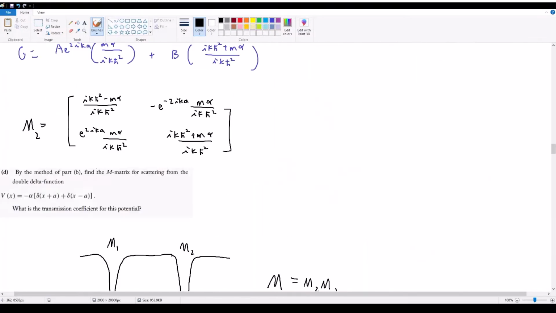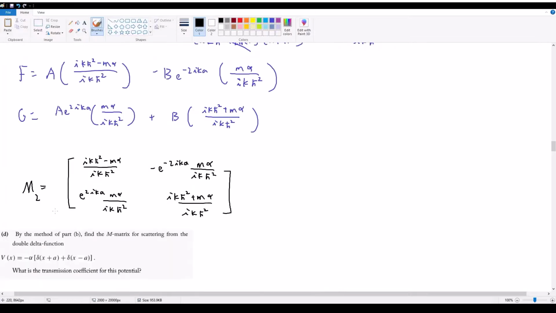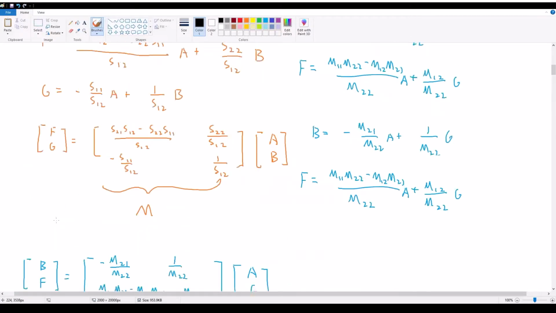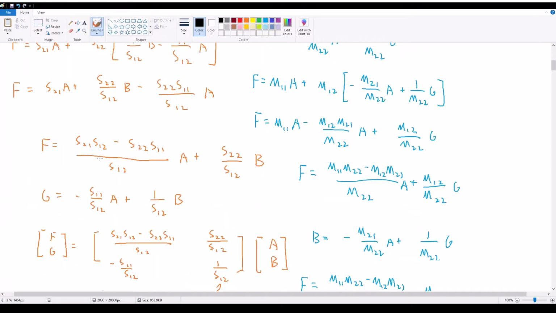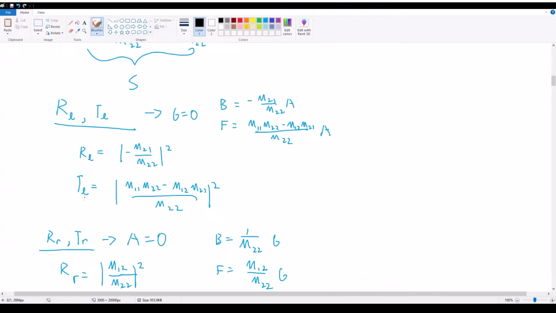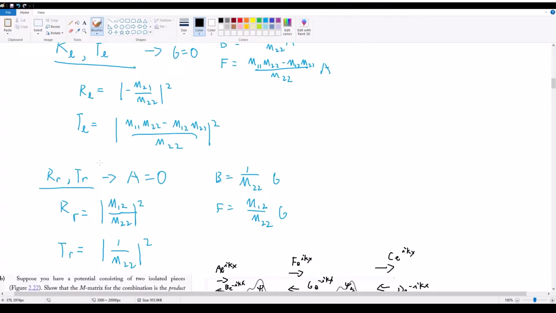So the next thing we're asked to do is to find the transmission coefficient for this potential. And remember from part A, we're actually given this. Way back in part A, we found the transmission coefficient in terms of M matrix elements. And what we found was that transmission from the left and transmission from the right were equal to this and this respectively. Now, for the purpose of just making my life a little bit easier, I'm going to find transmission assuming that the particle is incident from the right instead of particle incident from the left.